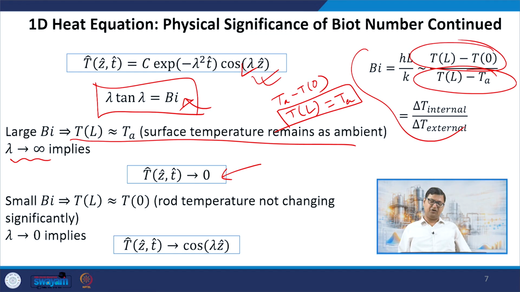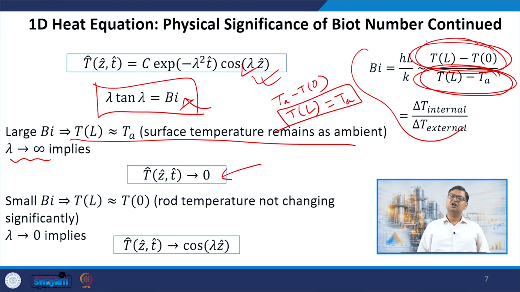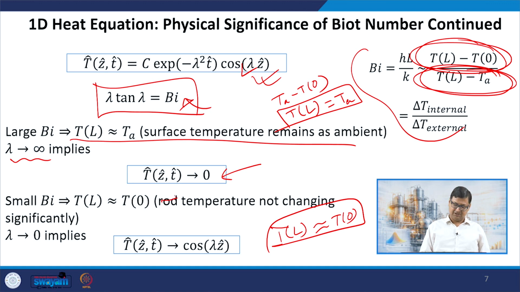On the other hand, for a small value of Bi, the denominator has to be bigger and the numerator has to be smaller. What is the smallest possible value? When TL is equal to the center line temperature. That means the slab temperature is not changing significantly. The temperature is the same everywhere. And that's the limit when lambda is going to 0, because Bi is equal to 0.